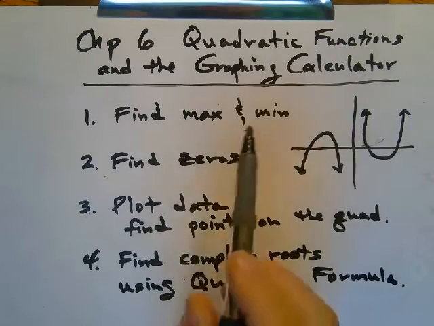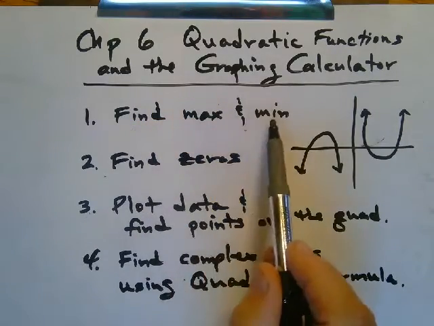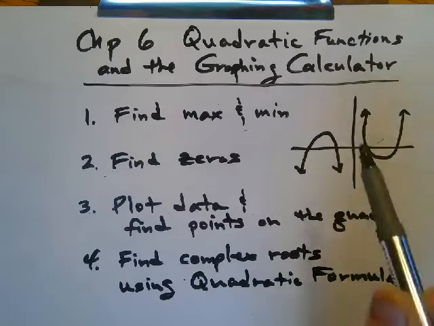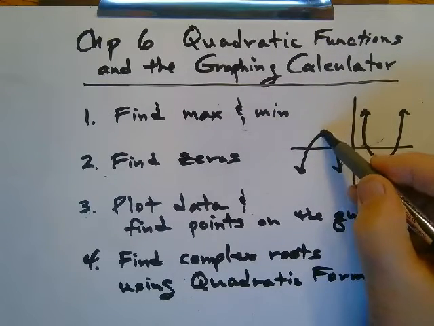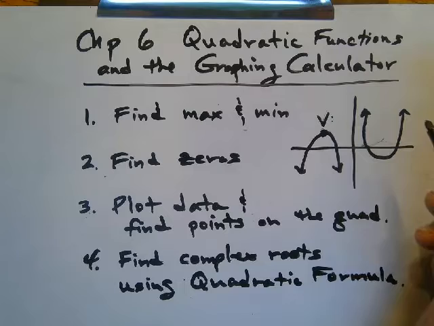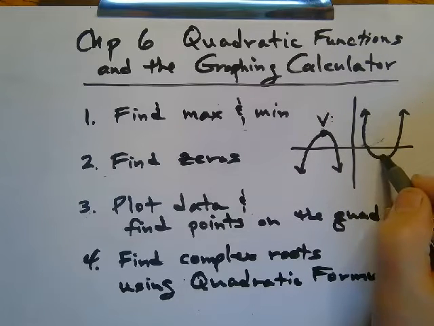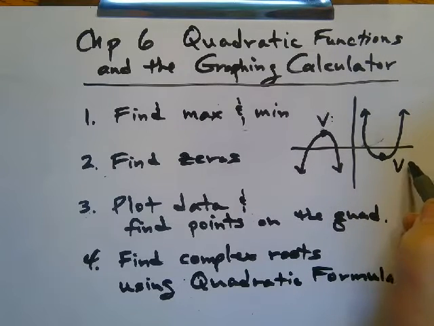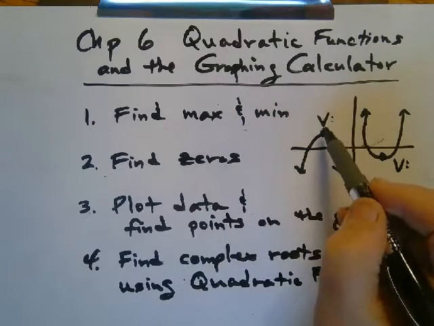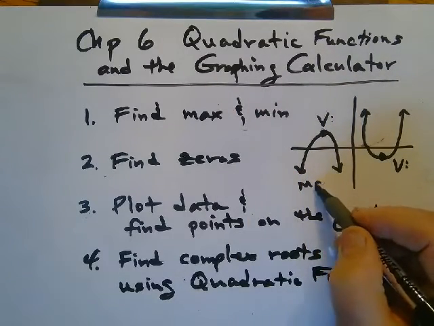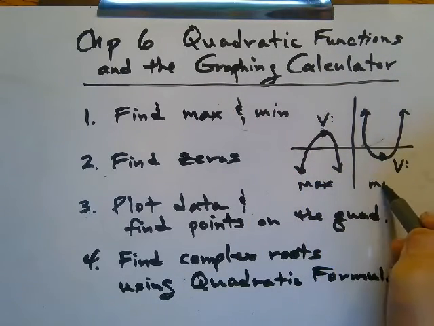So what are we going to do here? Well, we're going to find the max and the min of quadratics. And here's a couple parabolas. Of course, the maximum is that spot at the top, the vertex up at the top. And the min is that vertex if the parabola opens up. So this would be your max, and this is your min, depending on which way the parabola opens.